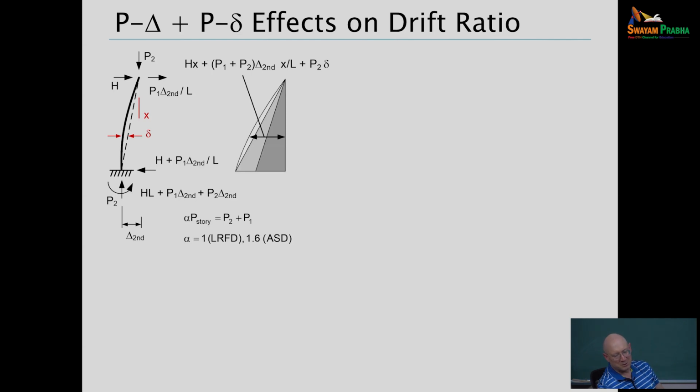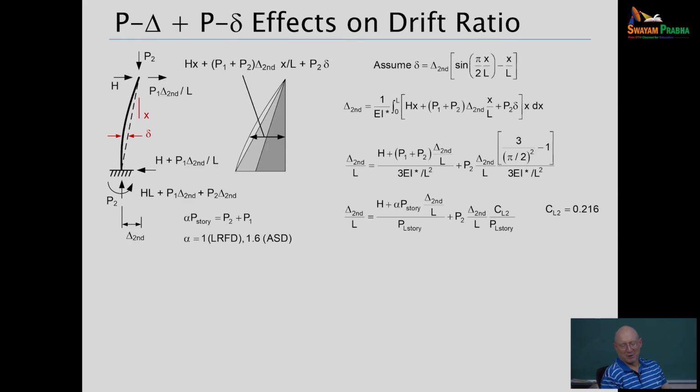P1 plus P2 times delta second times X over L would be the variation in that moment. And then we have P2 times little delta, where little delta is relative to that chord, right? So now some more algebra. You say, well, what's delta? How do we define delta?